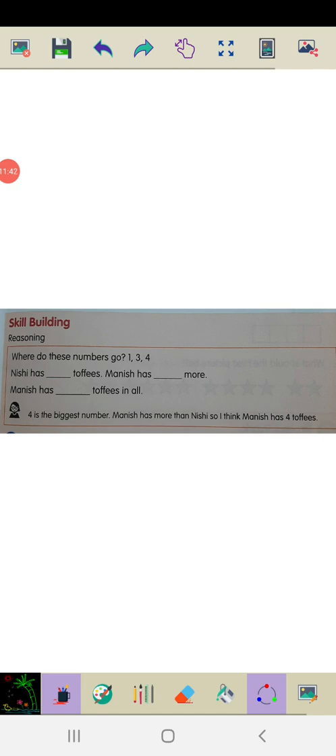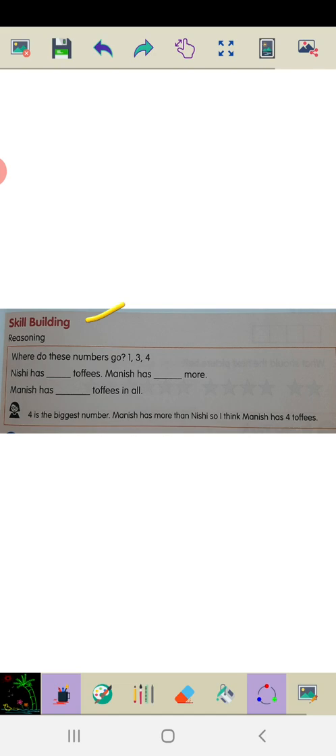Now on the same page number 25, we have skill building. See this skill building and read from your textbook. Reasoning. Where do these numbers go? 1, 3, 4. So we have 3 numbers and 3 blanks. If you read the question below, we have 3 blanks. In these 3 blanks, you need to write 3 numbers.